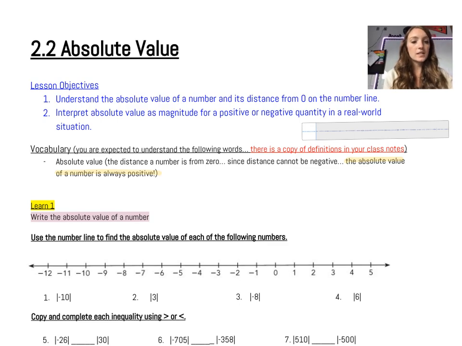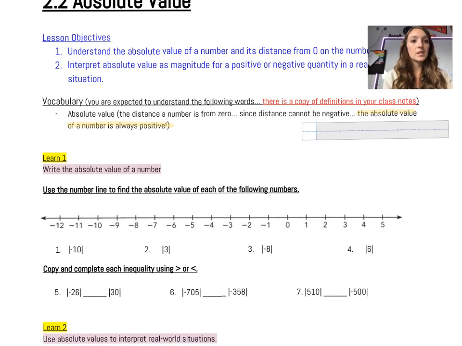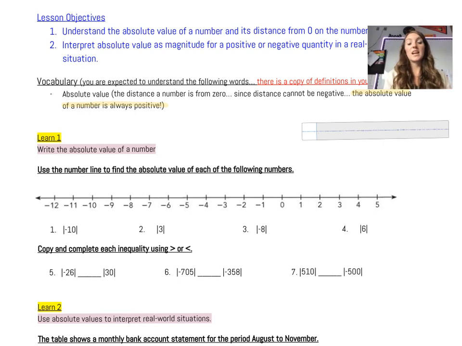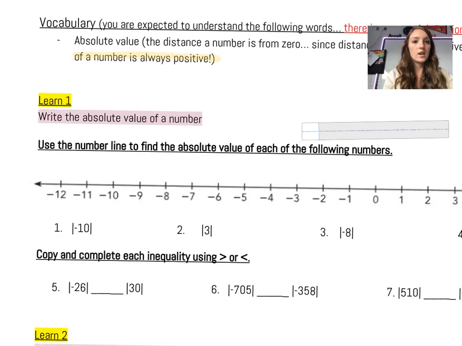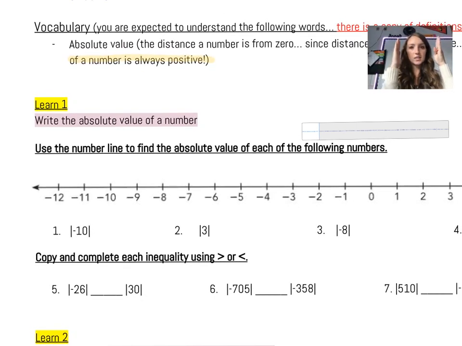All right, so let's take a look at what this means with some problems. Our first objective, when we're just learning how to write the absolute value of a number, it can be helpful to think about our number lines. We've done a ton of practice with number lines over the past couple of weeks, so this is how we are going to use it in relation to absolute value. Okay, so if I were to look at number 1, when I have those two lines on either side of a number, that's telling me that I'm solving for absolute value, the distance that number is from 0.